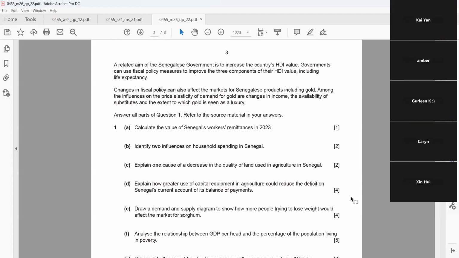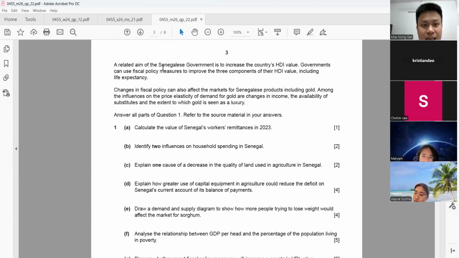Now the last few paragraphs. Actually, this article's concept is quite direct already, so not very difficult. A related aim of the Senegalese government is to increase the country's HDI value. Governments can use fiscal policy measures to improve three components of their HDI value, including life expectancy. This article is very kind, at least they give you a hint. One of the components is life expectancy. You can copy the answers later. Some articles don't want to tell you what the three components of HDI are. You have to figure it out yourself in the exam.